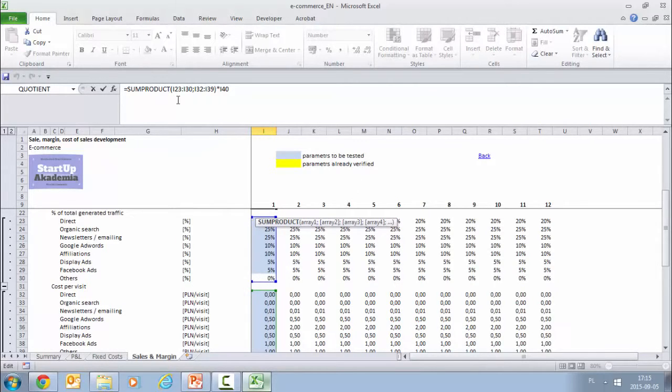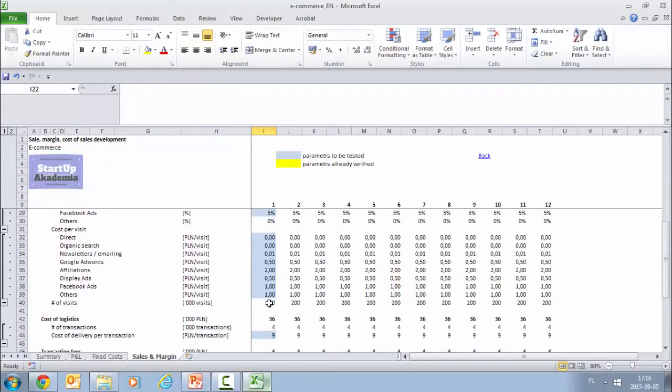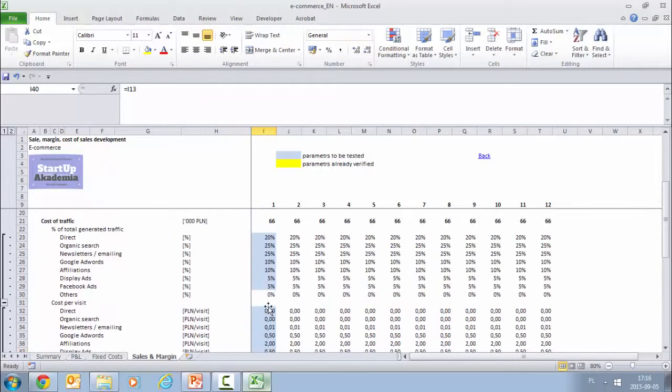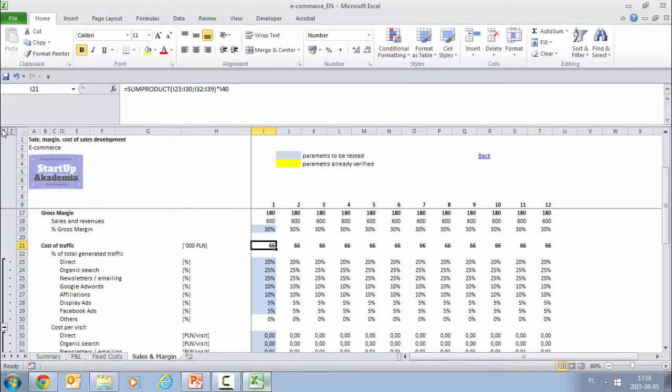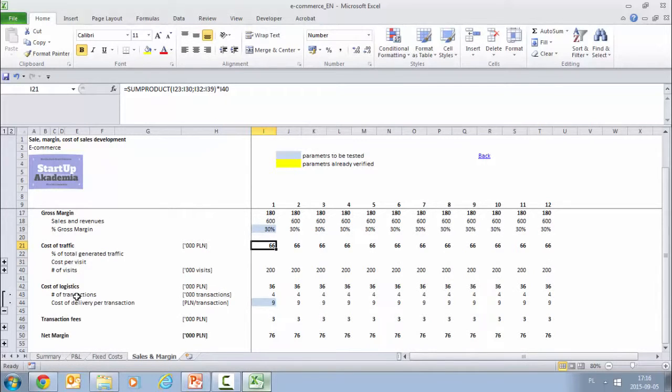So in this very first part, some product, we get the average weighted cost of getting one visitor, and then it basically multiplies by the number of visits we want to get. So in order to get 200,000 visits, we have to spend 66,000 per month. Now let's see how we take care of the logistics.